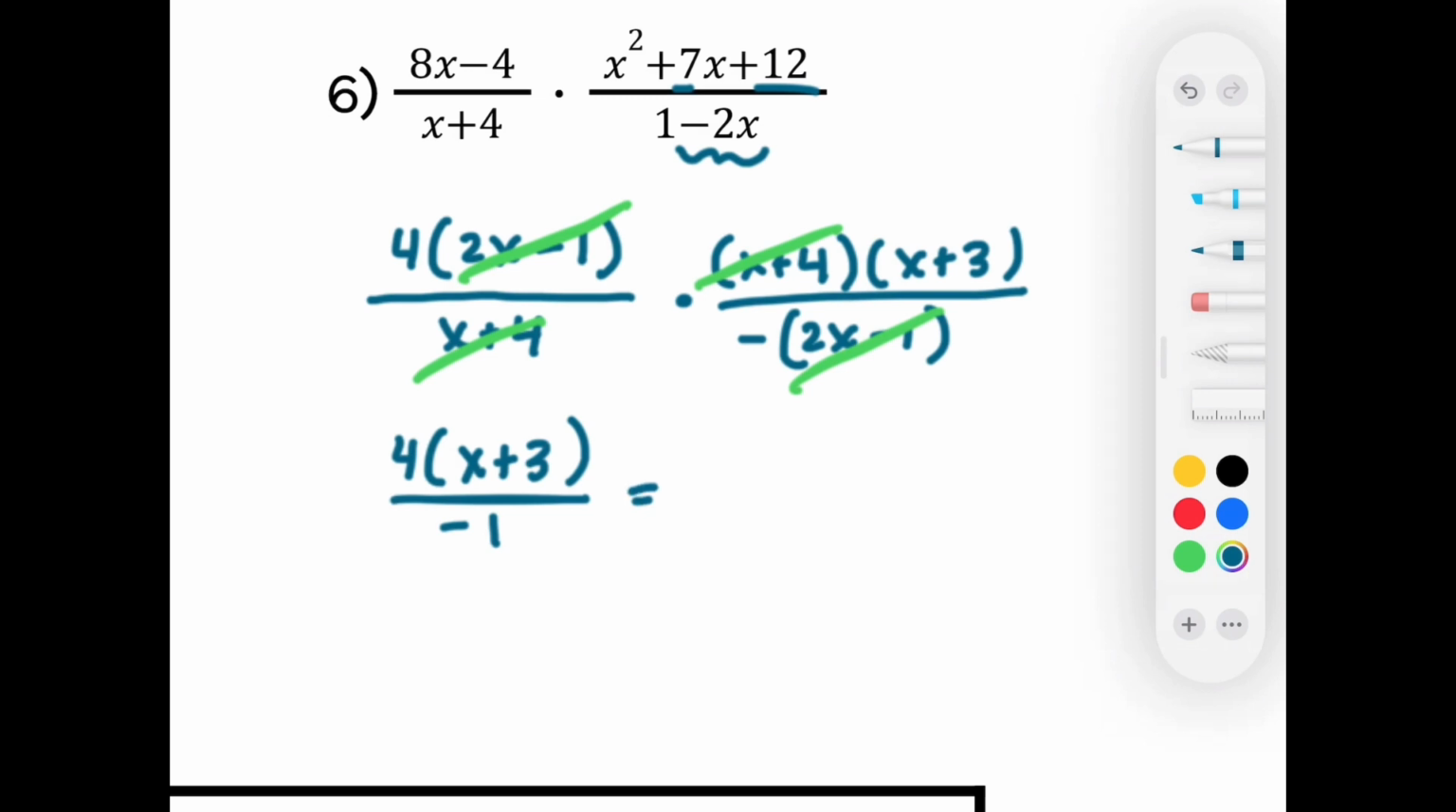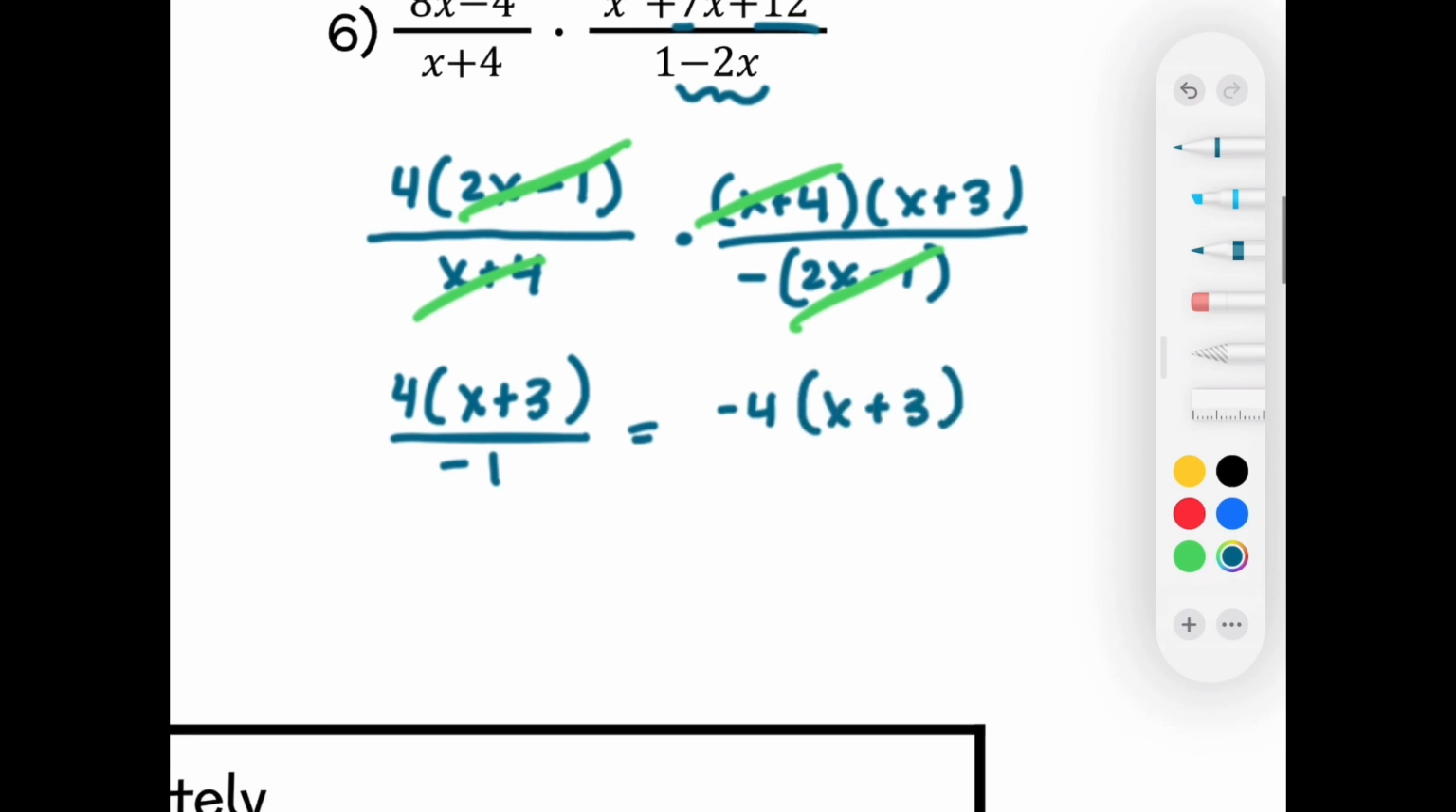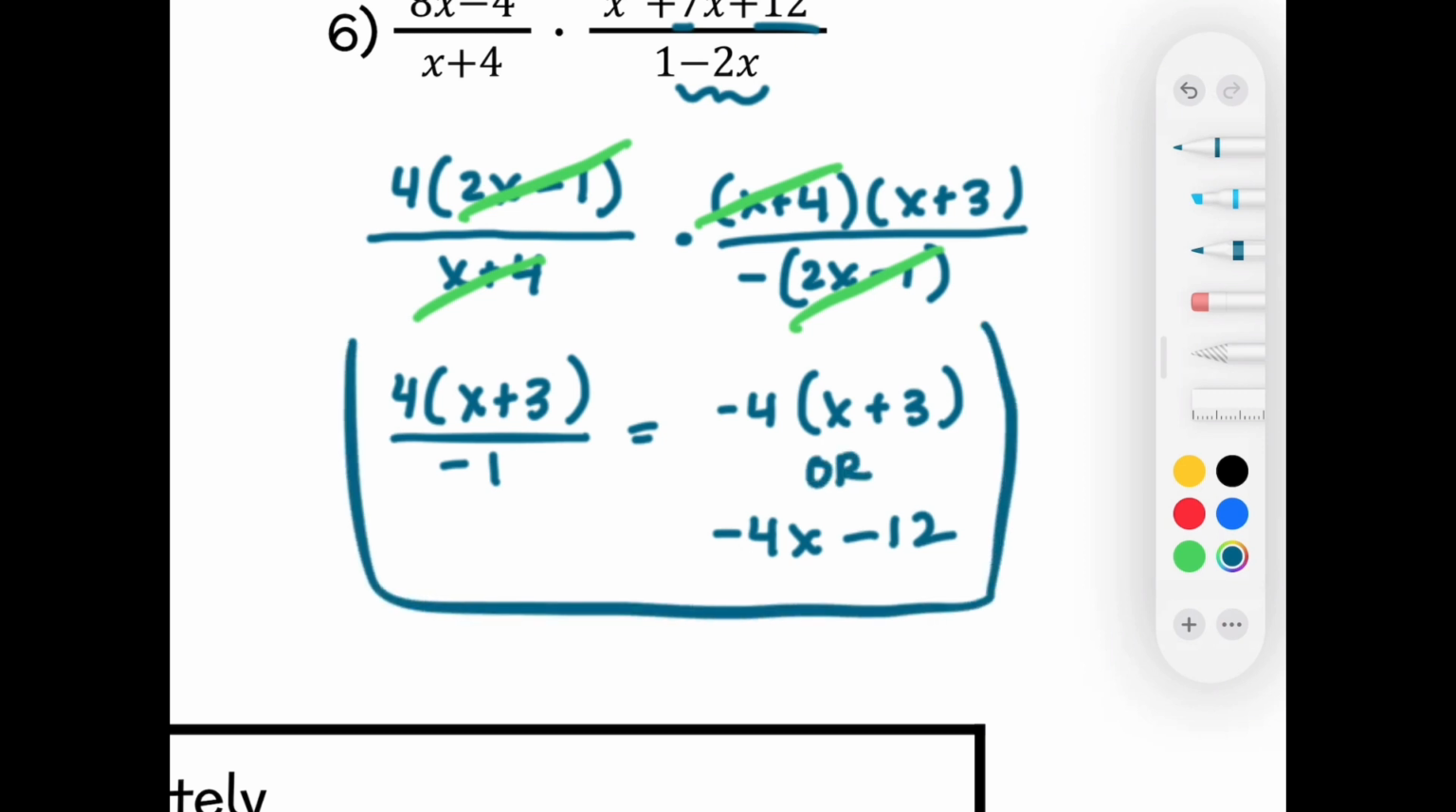And you might see this written, there's a couple different ways you could see it written in a multiple choice question. You could see it written like this. You could also see it where the -4 is distributed in, so where it's -4x minus 12. Any of these answers I would have accepted, but they might look different depending on your multiple choice questions.